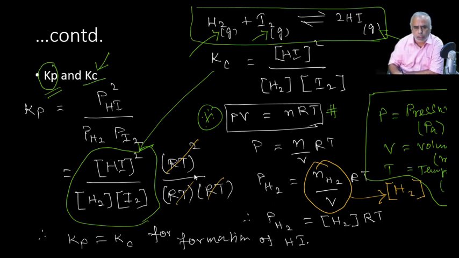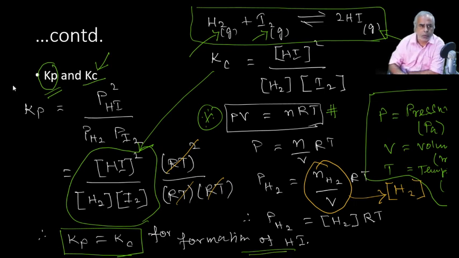Now we get, RT squared can be cancelled. Here this term is nothing but Kc. Therefore we have shown that Kp is equal to Kc in the case of formation of HI. Do you understand this? Right.